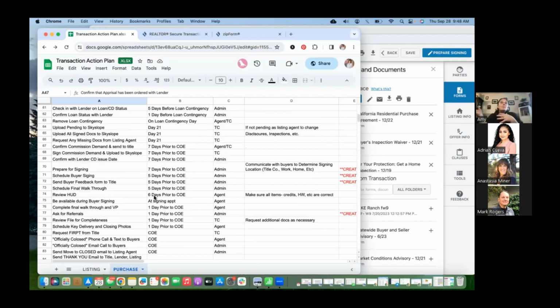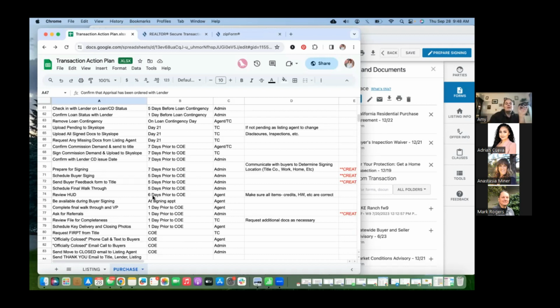If the sellers were only paying for part of the home warranty, maybe they're paying for $500 of the home warranty and it ended up being $560, then the buyers are going to pay for that additional. Or if you're giving the buyers a credit for something, it should be on there. So we're just verifying that everything looks like it should.